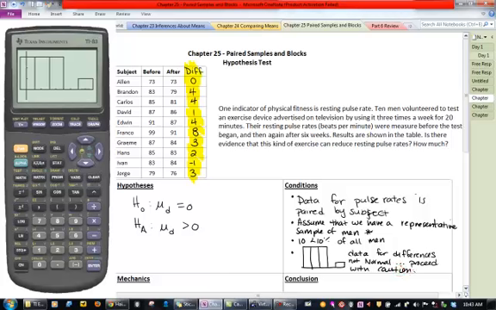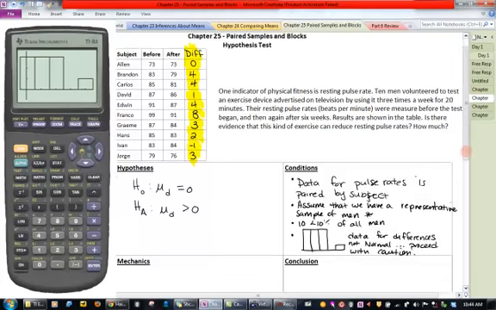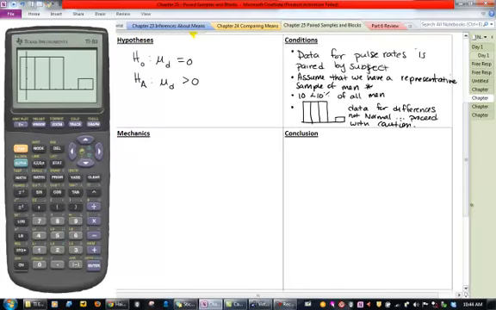Okay, so we've checked our conditions, and we're a little bit concerned, and we've written our hypotheses. So it's okay to use a matched pairs t-test for means. Okay, and all a matched pairs t-test for means is a one sample t-test. From now on, it is exactly the same as a one sample t-test. Okay, so let's remember what we do for a one sample t-test.